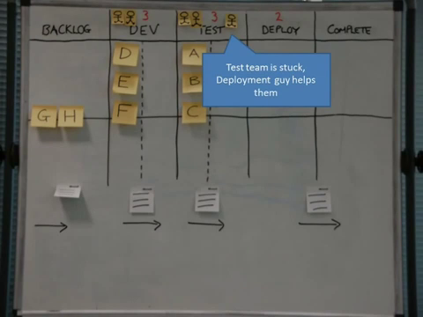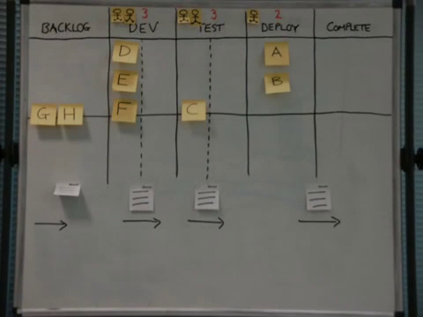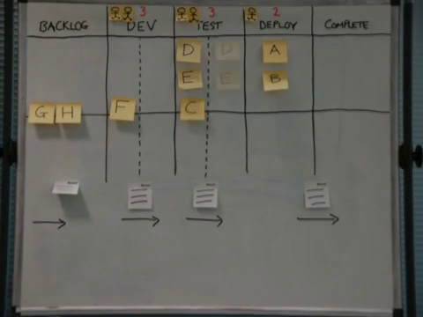The test team's got stuck, so let's get the deployment guy to help the testers. He's not going to be as good as a tester, but he can certainly make tea and get pizza and things like that and just help them out a bit. He might do some automation for them or see where he can help. So that got some work moving again. Then he can start deploying those 2 features. And the dev guys have got done, and they're into test again.